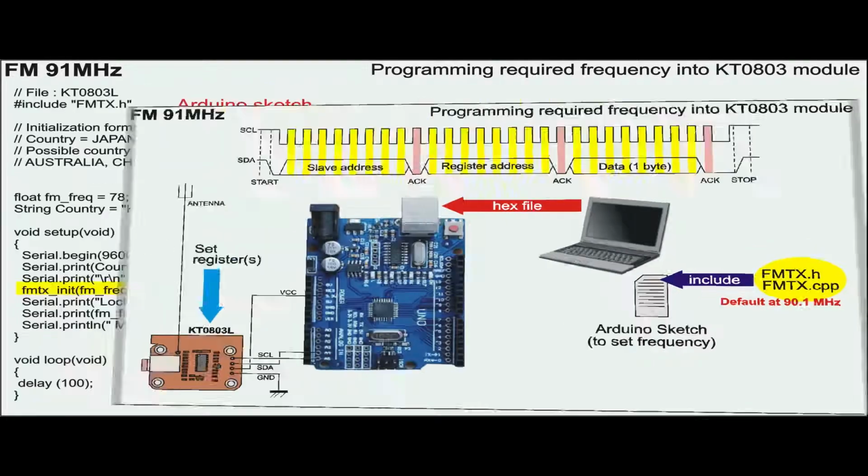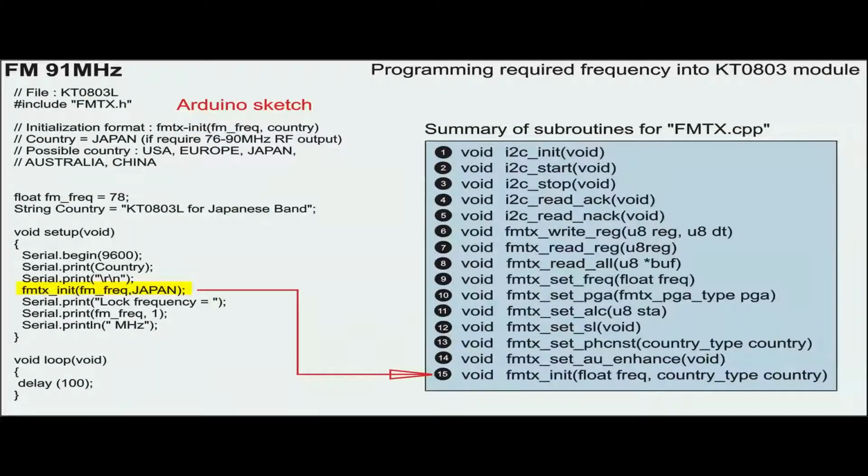as simple as that. Shown here on the left hand side is a simple sketch to set the KT to transmit in the Japanese FM band at 78 MHz. On the right hand side is a summary of the manufacturer library, which contains 15 subroutines. The user can write a sketch to call any of these subroutines to change the default value of the register that he wants. In this example, the simple sketch calls subroutine number 15 to set country and frequency to Japan at 78 MHz.